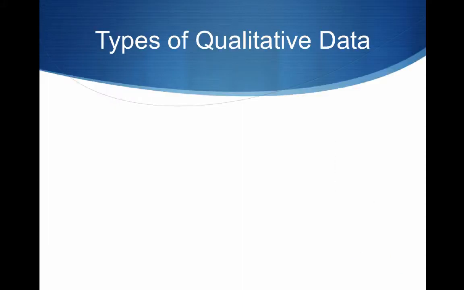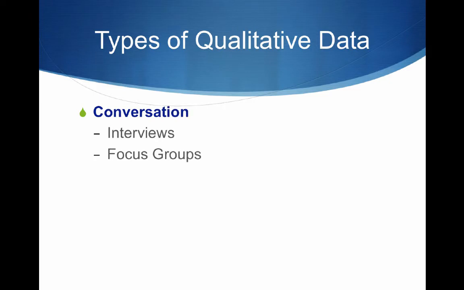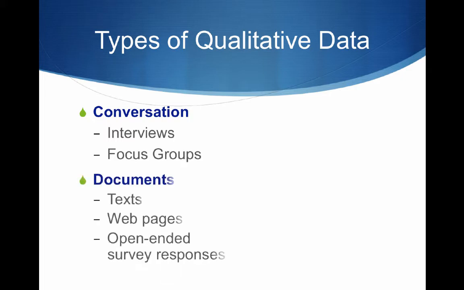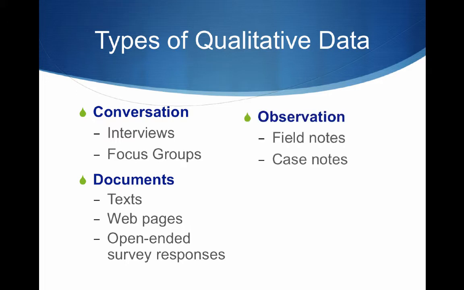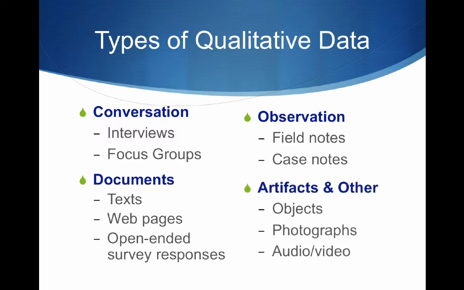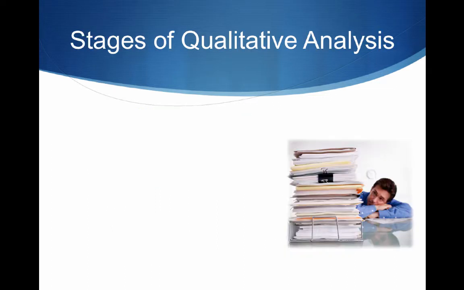Types of qualitative data. Conversation is the first one, in things like interviews and focus groups. Next is documents, things like text, web pages, and open-ended survey responses. Observation is next, things like field notes and case notes, and artifacts and other things like objects, photographs, and audio or video.